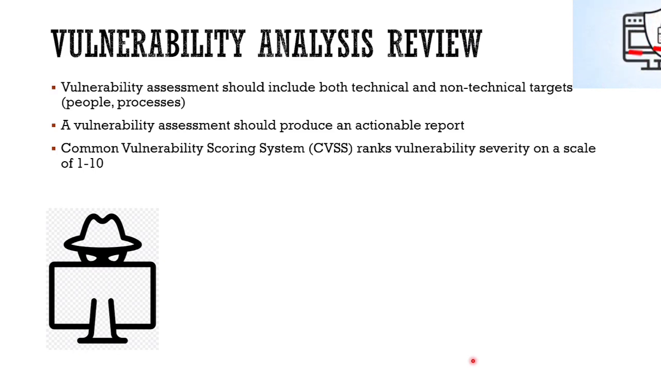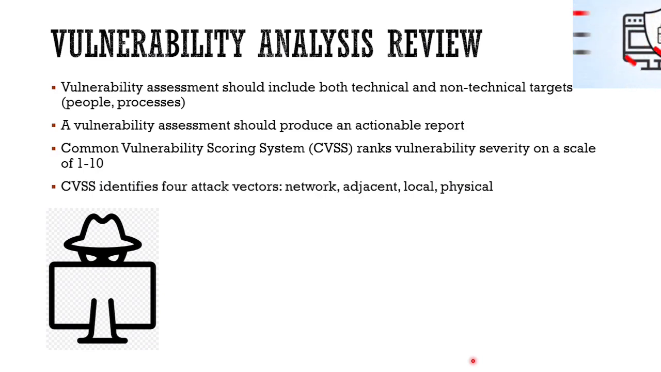CVSS identifies 4 attack vectors: network, adjacent, local, and physical. Network, we have to actually go across a couple routers, possibly even across the internet to attack. Adjacent, we're on the same network. Local, I actually logged into that device. Or physical, I'm physically attacking it.